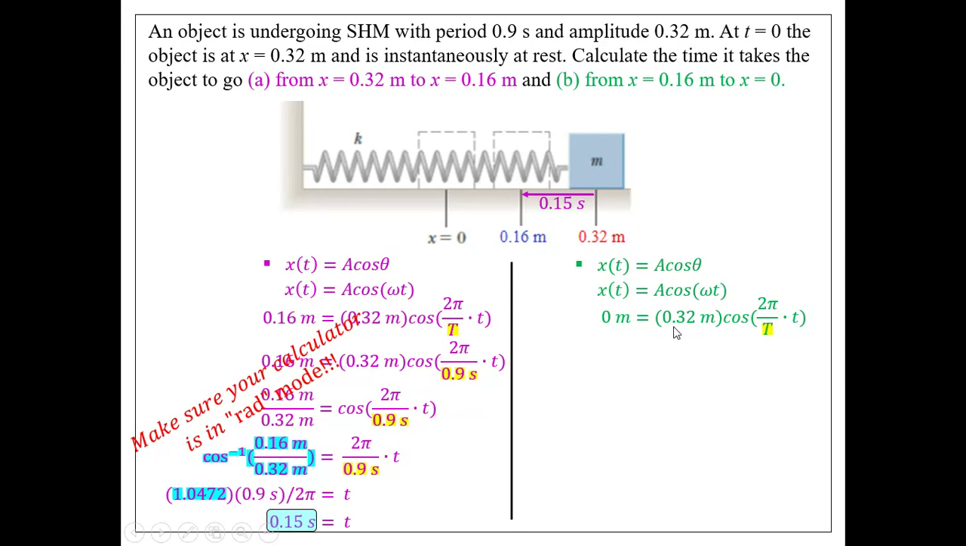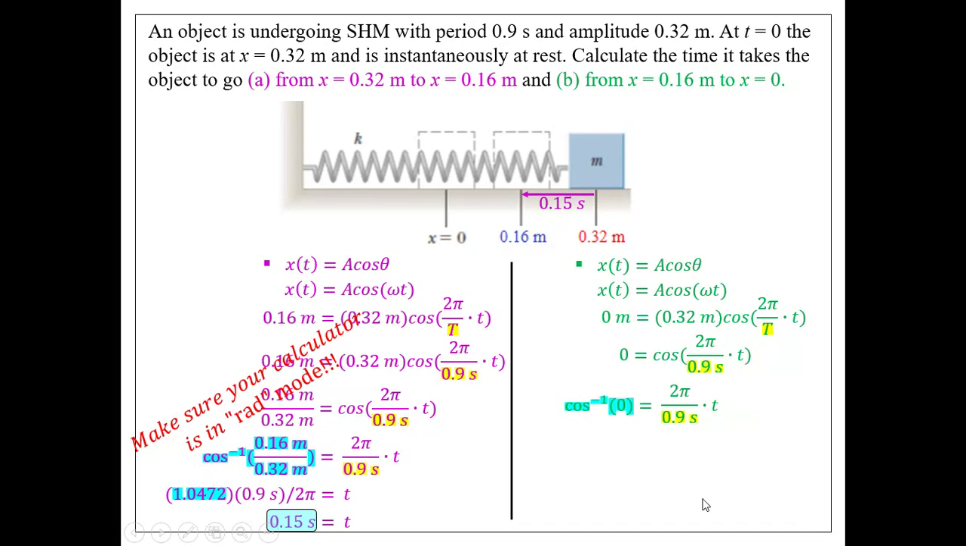To get t by itself, divide both sides by 0.32. So 0 divided by 0.32 is just 0. Now, I simply have cosine of 2 pi over 0.9 times t. Well, the next step I need to do is get rid of cosine. So therefore, I'm going to inverse cosine of 0. But don't forget, your calculator must be in radian mode because you're dealing with 2 pi rad here, okay?